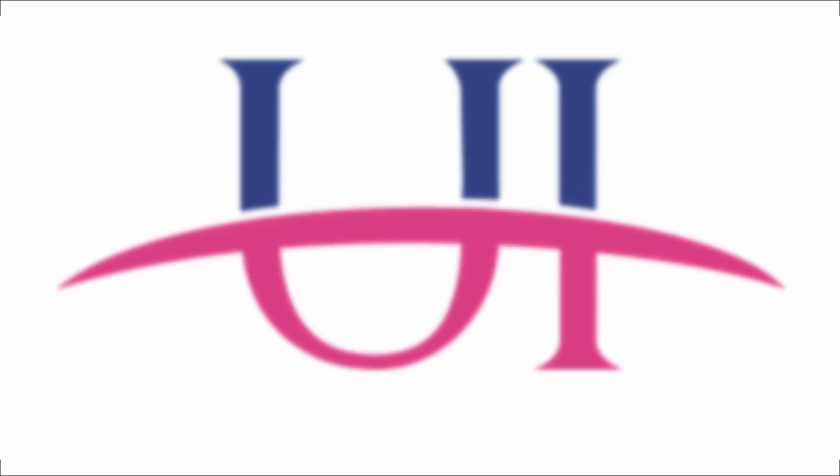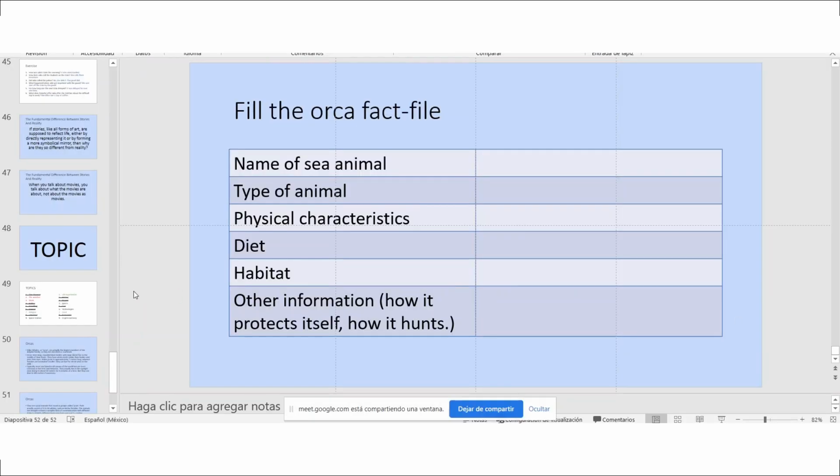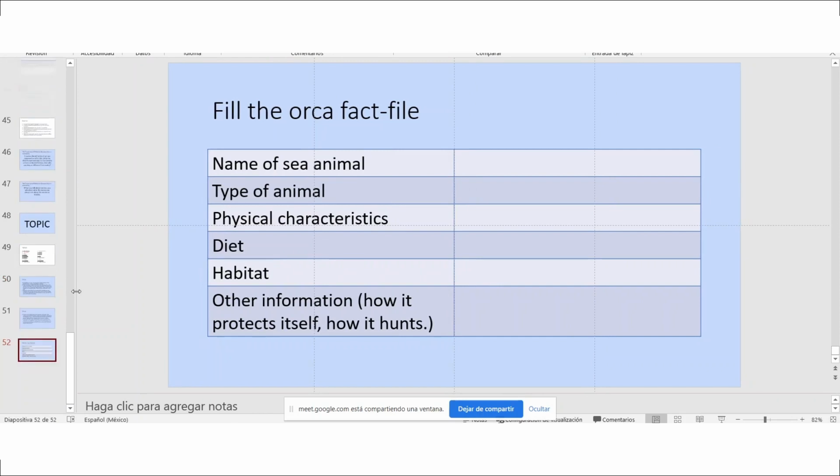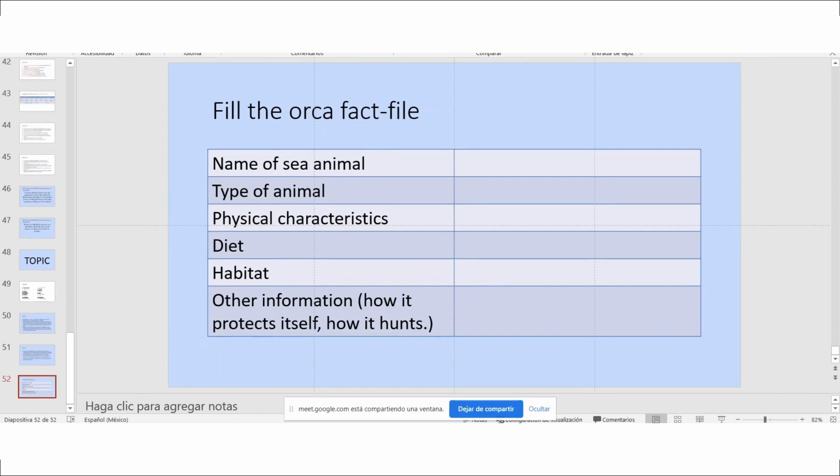So now this is what we're going to do. I'm going to show you a PowerPoint presentation. This is the activity, all right? You have the text now. What you have to do is fill up the Orca fact file. The fact file is basically the information about the orca, and this comes from the text.